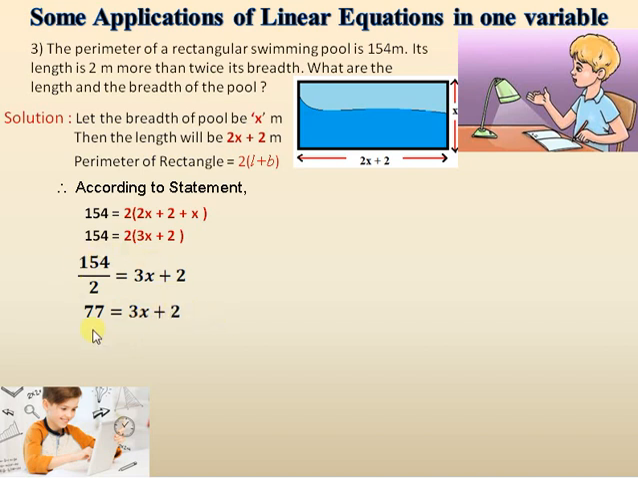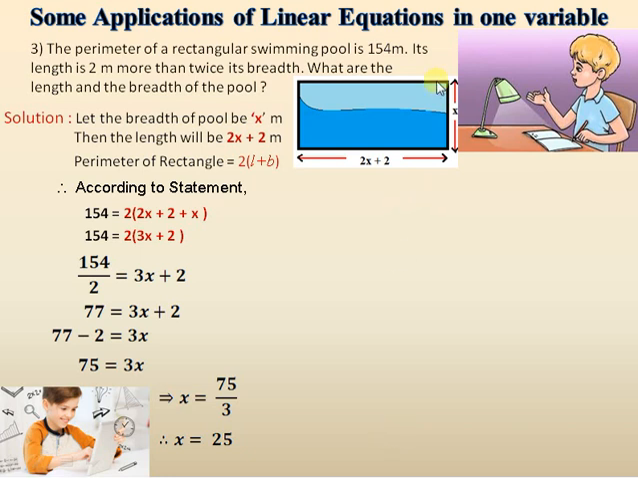Take this 2 to the left hand side. So that is 77 minus 2 gives 75. Means 3x is equal to 75, which implies x is equal to 75 by 3. Take this 3 to the denominator. So 75 by 3 means it will go 25 times. 3 twenty-fives are 75. Therefore x is equal to 25 meters.